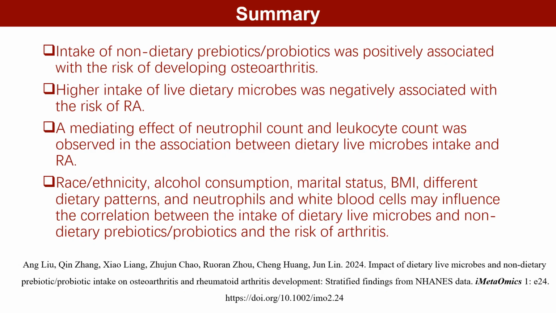To summarize, the study indicated that the risk of RA and other non-OA types of arthritis are negatively correlated with dietary live microbe intake. Conversely, the intake of non-dietary prebiotic/probiotic is positively correlated with the risk of OA. A mediating effect of neutrophil count and leukocyte count was observed in the association between dietary live microbes intake and RA. Race/ethnicity, alcohol consumption, and etc. may influence the correlation between the intake of dietary live microbes and non-dietary prebiotics/probiotics and the risk of arthritis.